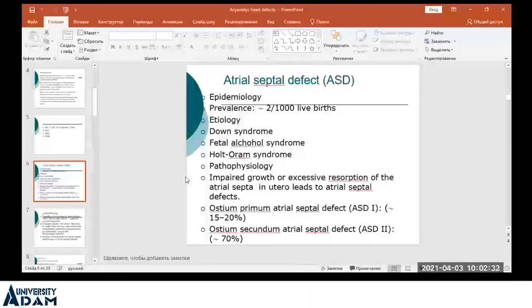Atrial septal defect. Epidemiology: prevalence nearly 2 per 1,000 live births. Etiology may be Down syndrome, may be fetal alcohol syndrome, Holt-Oram syndrome. Pathophysiology of this defect: abnormal growth or excess resorption of the atrial septum in utero leads to atrial septal defects.